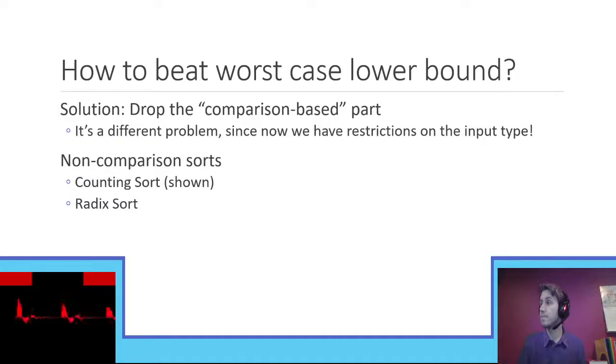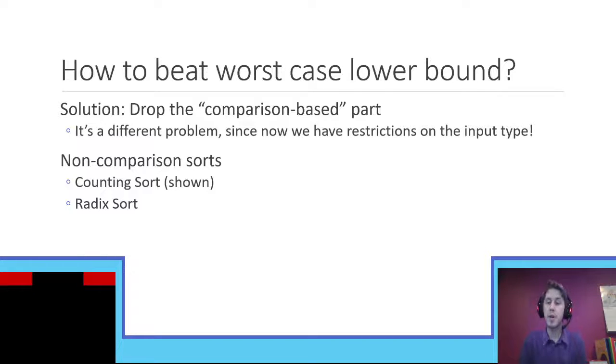N log n sounds okay, but are we really trapped with it? Are there really no better sorting algorithms? Kind of. There are ways to sort better than n log n if we change up the problem. Specifically, we need to change the problem so we can drop the comparison-based part of the algorithms. For example, if we knew that we wanted to sort a set of integers, we could use counting sort.